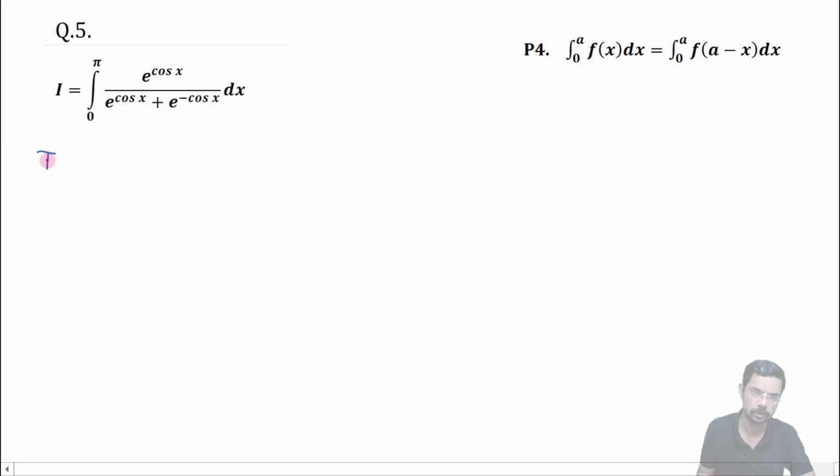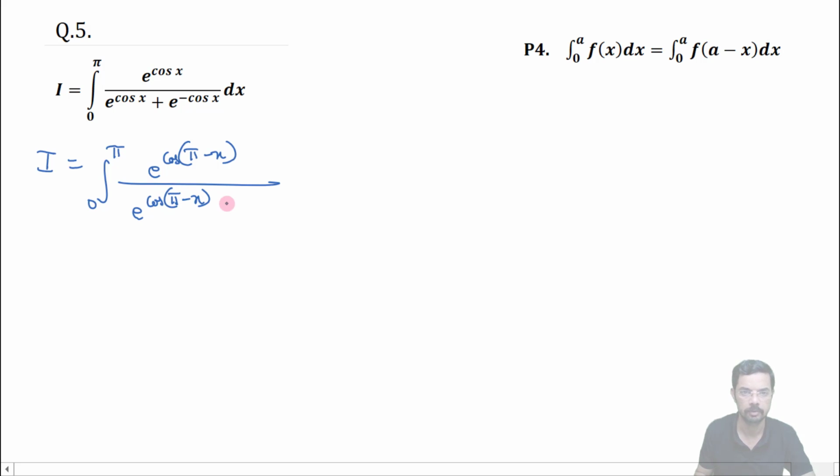So I will be equal to integral from 0 to pi e raised to cos of pi minus x divided by e raised to cos of pi minus x, with x replaced by pi minus x. Then the value of the integral does not change. That is what the property says. So it is e raised to minus of cos of pi minus x into dx.